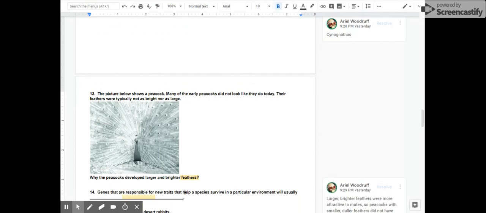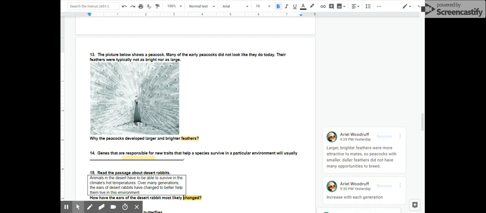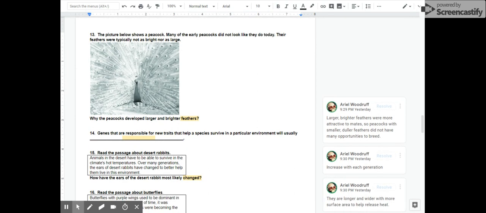All right, question 13. The picture below shows a peacock. Many of the early peacocks did not look like they do today. Their feathers were typically not as bright nor as large. So why did the peacocks develop larger, brighter feathers? So the larger, brighter feathers were an attraction for mates. So in order for them to reproduce, they have to attract a mate because they reproduce sexually.